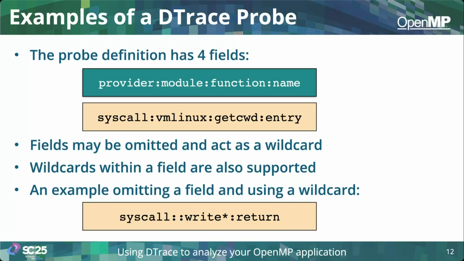So I want to look at every function that starts with write. That's what I'm saying there. And I want the probe to fire when I get into the return, so when I'm about to leave that function. With those wildcards, you can cast that wide net. And again, you'll see me using that in the example.